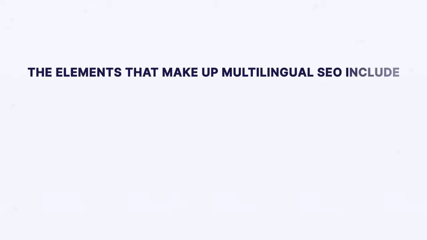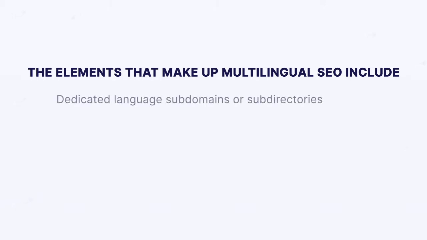It's not actually just the words, images, and videos on your website that are crucial to being found by your new target markets. Multilingual SEO plays a big role in that. There are many elements that make up multilingual SEO, and these include dedicated language subdomains or subdirectories, hreflang tags, and your translated metadata.